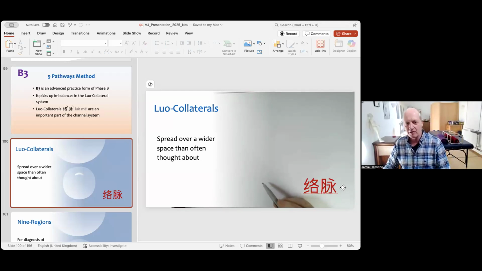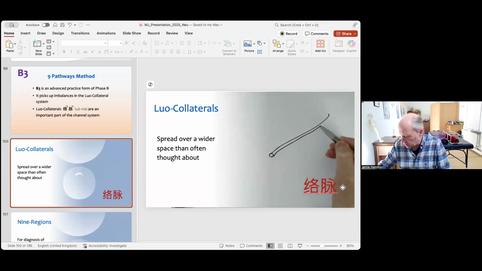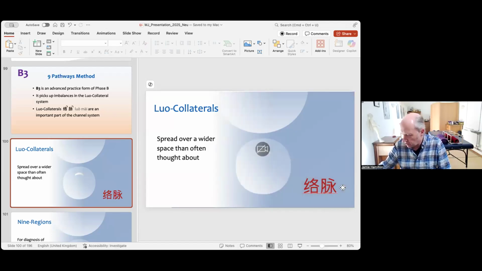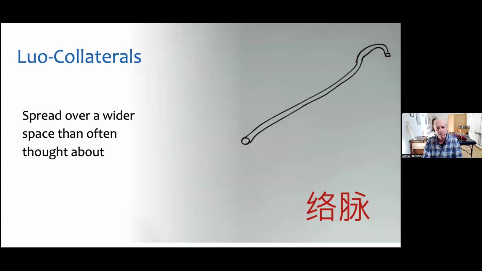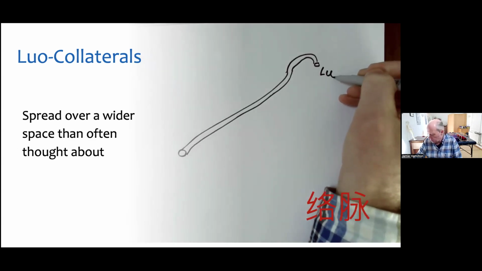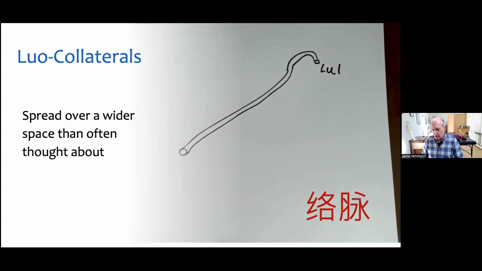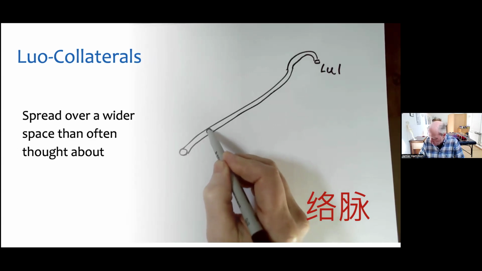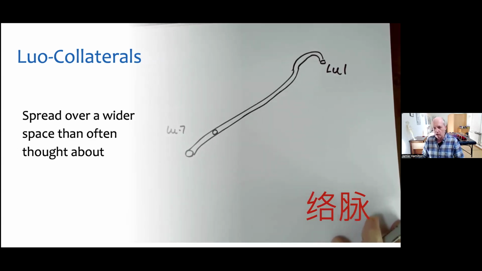So the Luo collaterals are spread over a wider space than we normally think about. My way of thinking about the Luo collaterals is if we were to have our primary channel running like this, let's say this is the lung channel going up. Oops, I've got to start the slideshow again. Let's say I've got here from lung 1 down to the end of the lung channel, and this is the primary channel. Halfway along it, let's say we have lung 7, the so-called Luo collateral point.